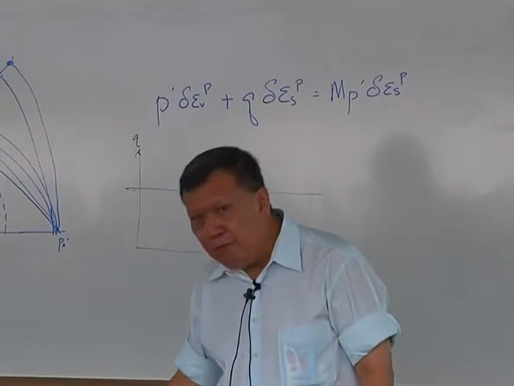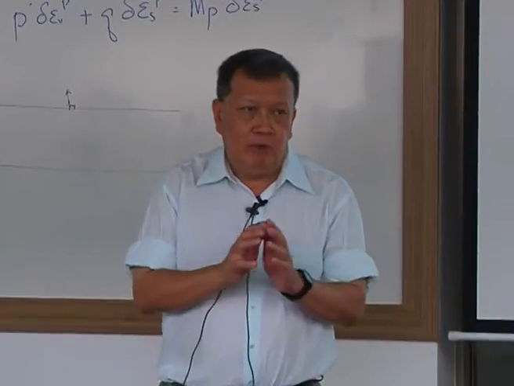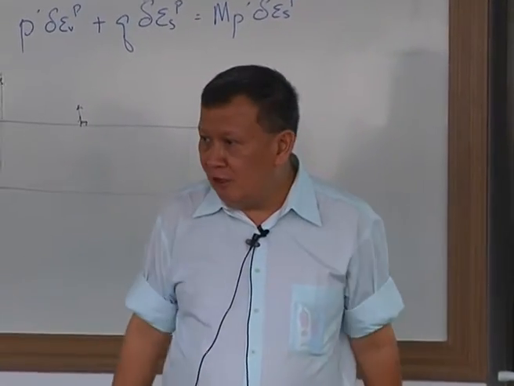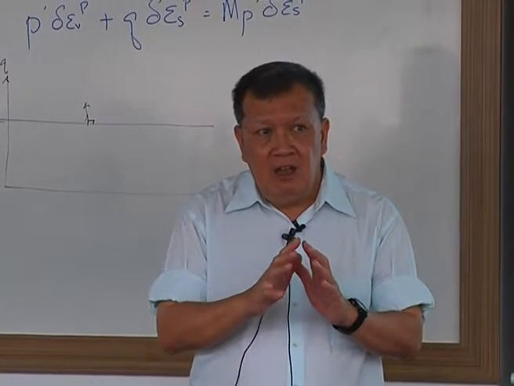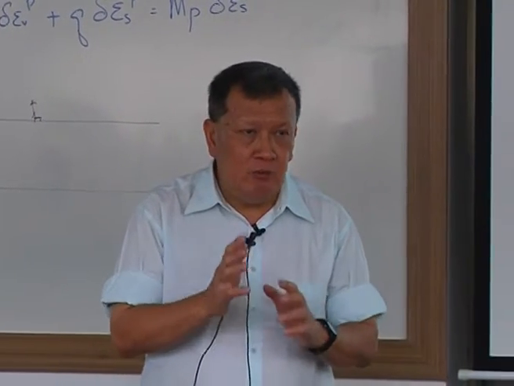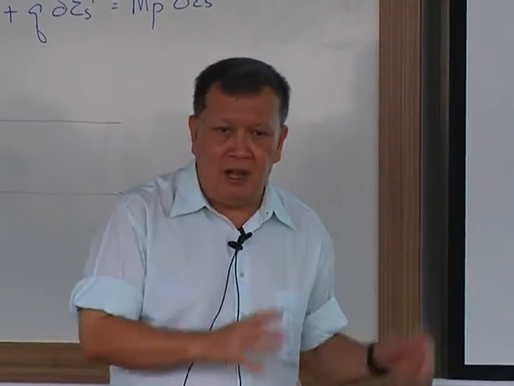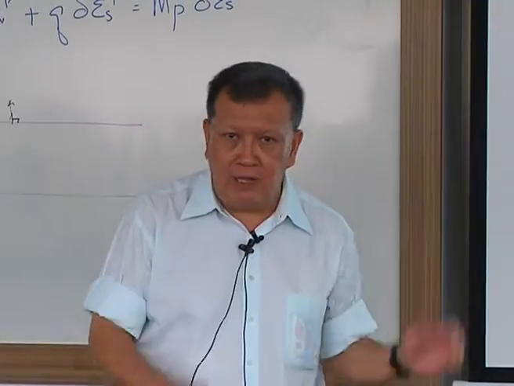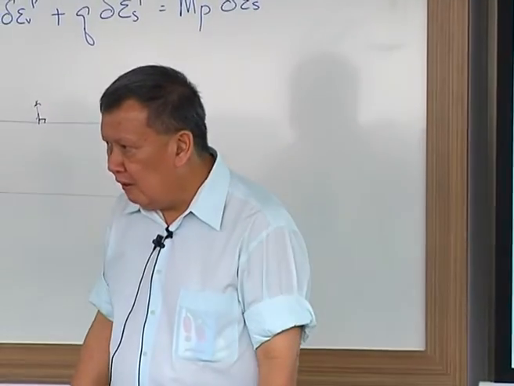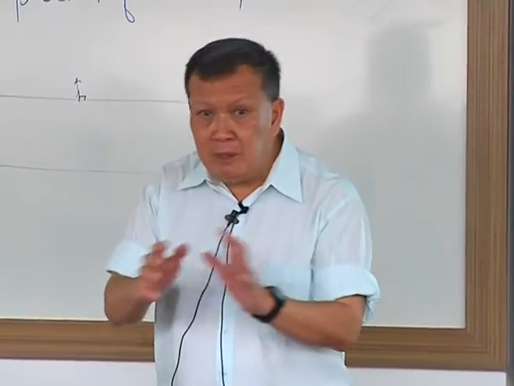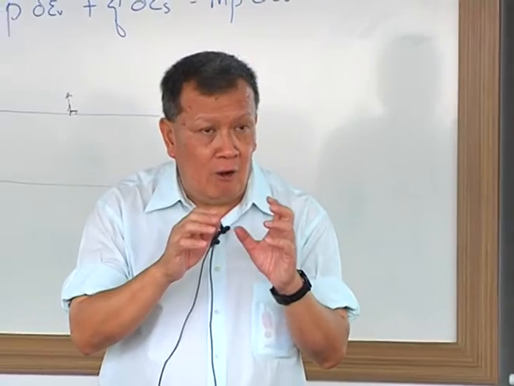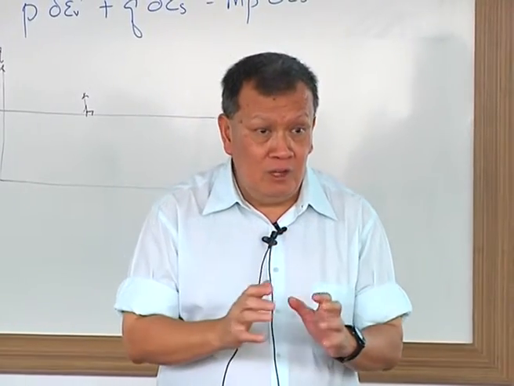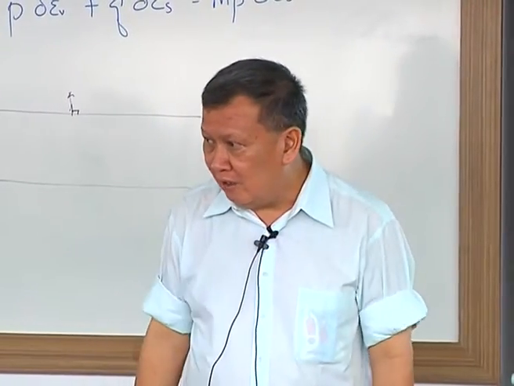So anything roughly about OCR 2 or less can be considered lightly over-consolidated. Anything that's more than OCR 2 probably will be heading towards, of course there is some difference between different soils, but it will be more like heavily over-consolidated. Is that okay? So that comes back to what we are talking about, the over-consolidation ratio of 2 is roughly taken from the Cam clay.